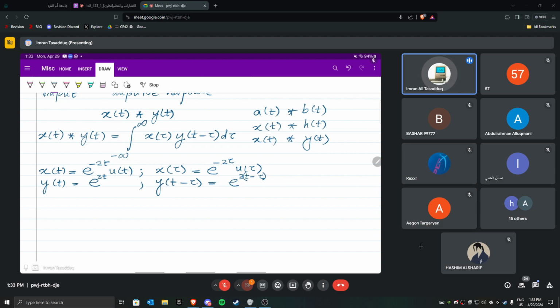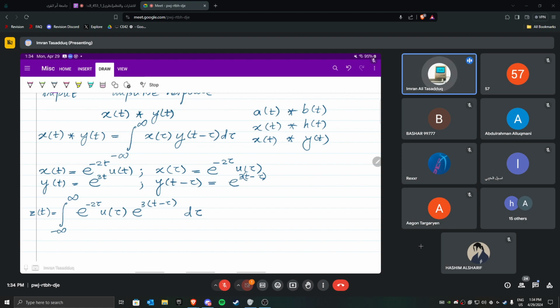All right. So now we have x of tau, we have y of t minus tau, we substitute in the formula. So this becomes, let's call this integral, let's call it z of t. After convolution the new one is z of t equals the integral from minus infinity to plus infinity, x of tau is e to the power minus 2 tau u of tau, and y of t minus tau is e to the power 3 t minus tau, d tau.